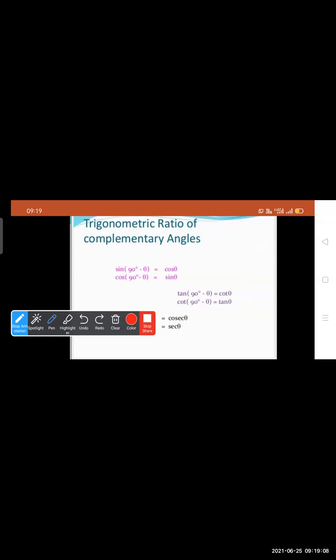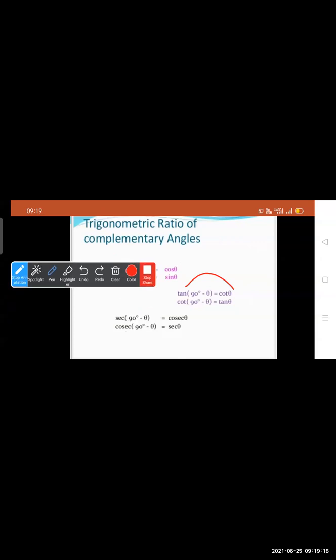So for complementary angles, sine relates with cos, tan relates with cot, and sec relates with cosec. So tan 90 minus theta is equal to cot theta, and cot 90 minus theta is equal to tan theta. Same, we write sec 90 minus theta is equal to cosec theta, and cosec 90 minus theta is equal to sec theta. So for complementary, you remember one thing: sine relates with cos, tan relates with cot, and sec relates with cosec.